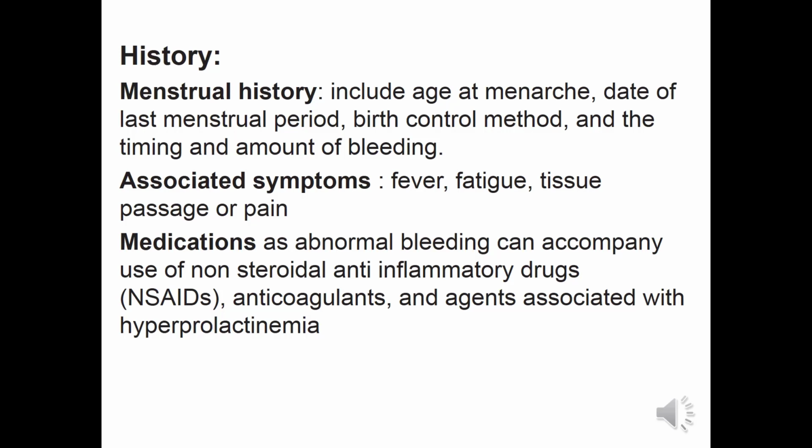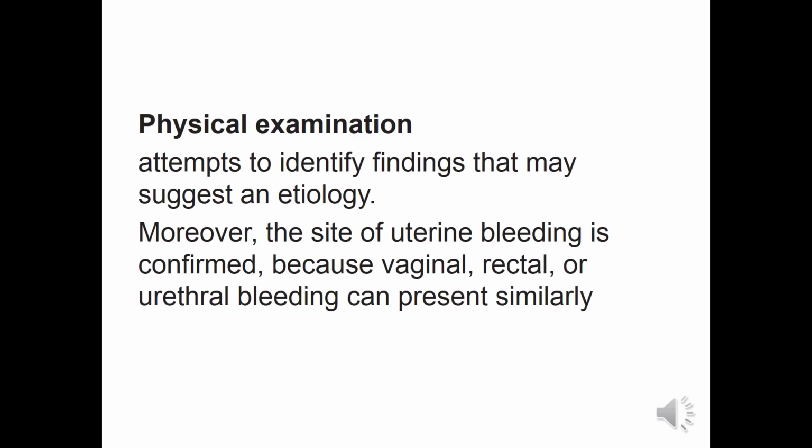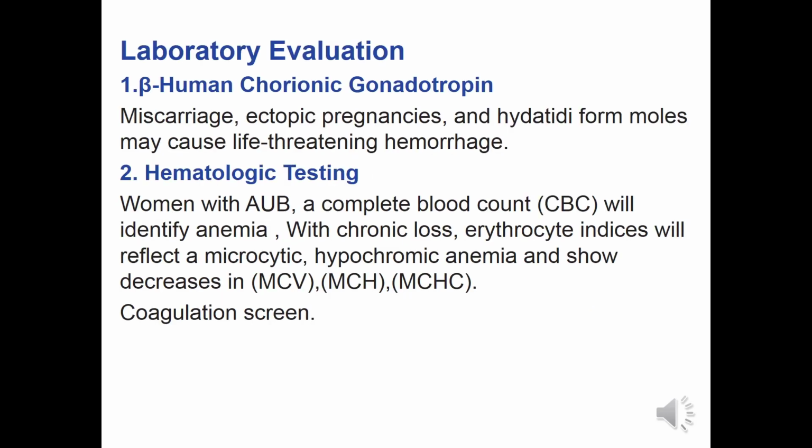Examination: attempt to identify findings that may suggest an etiology. Moreover, the site of uterine bleeding is confirmed because vaginal, rectal, or urethral bleeding can present similarly. Laboratory evaluation. First, beta human chorionic gonadotrophin, to exclude miscarriage, ectopic pregnancy, and hydatidiform mole, which may cause life-threatening hemorrhage.